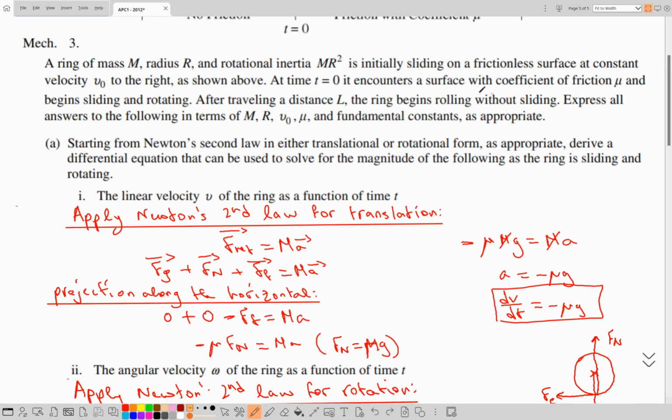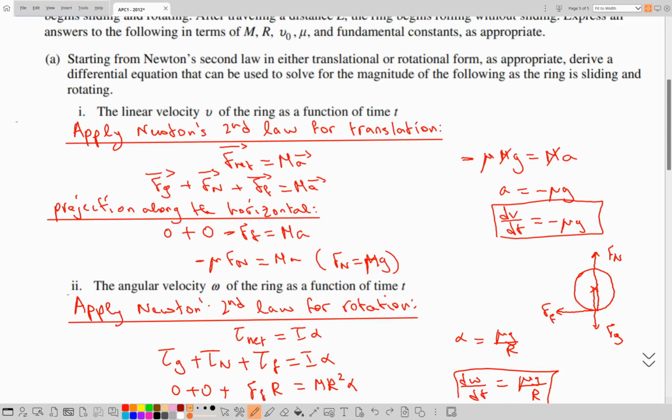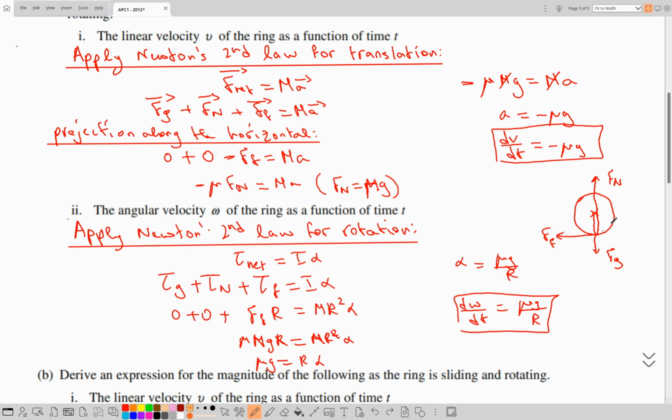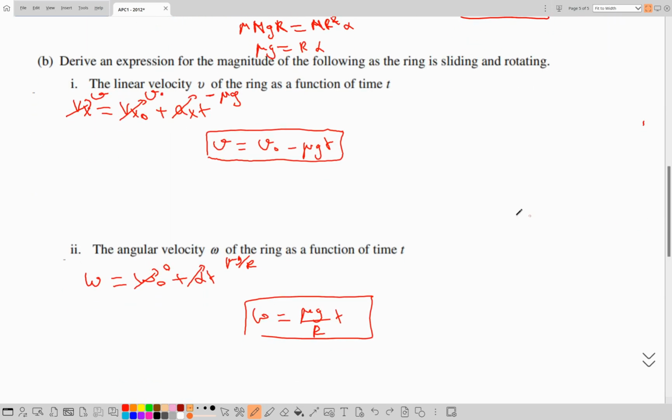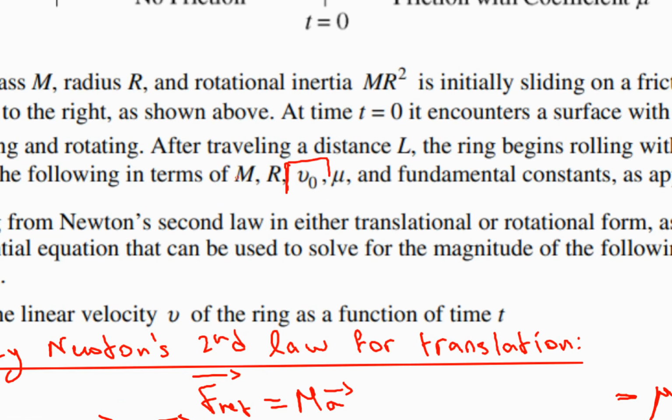And if you notice, they told us to express all our answers in terms of the following, so let's do a check. So here, indeed, okay. As well for these two, especially that V0 is an allowed quantity.